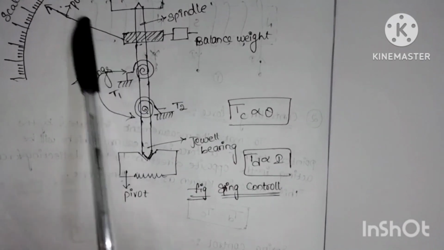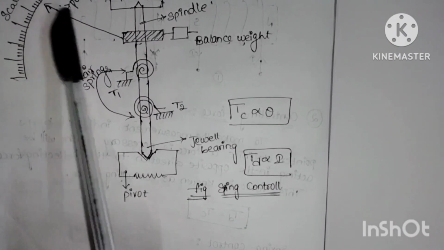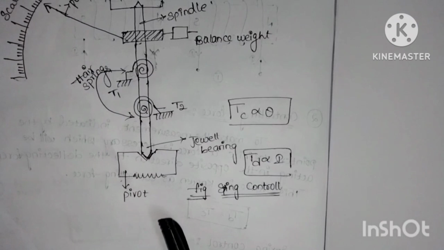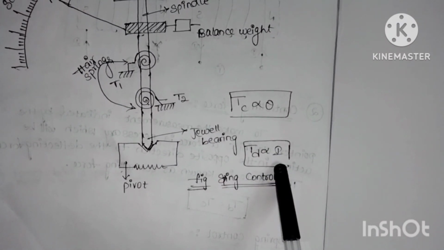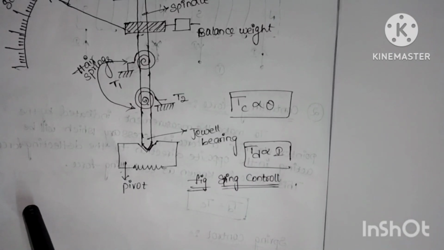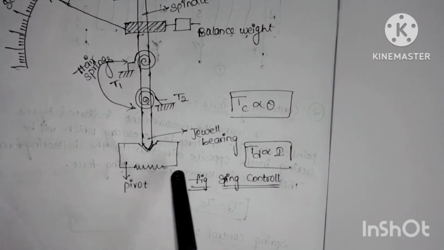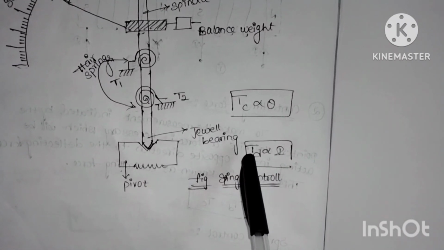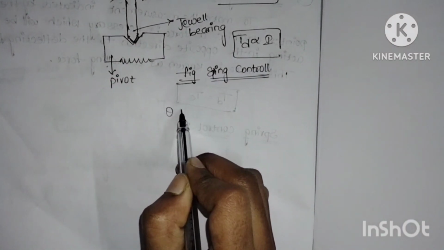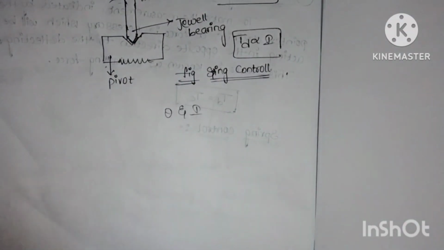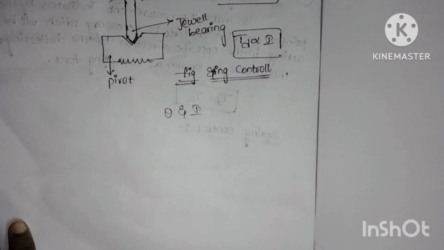Depending upon the current, the deflecting force is produced through the pointer. Then deflecting force is directly proportional to I, the current. The pointer will come to a steady state position when controlling torque is equal to deflecting torque. Since theta and current are directly proportional, the scale of such an instrument is uniform.